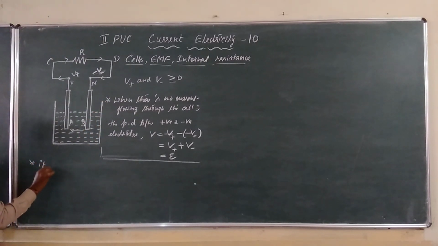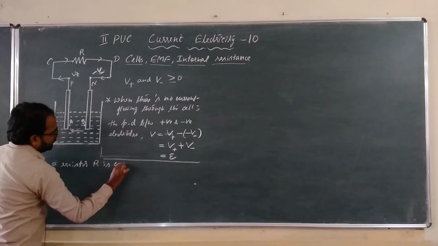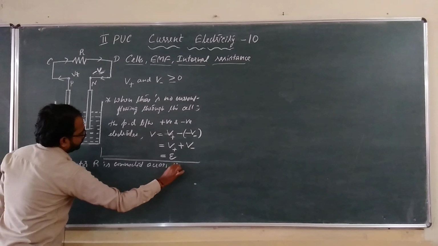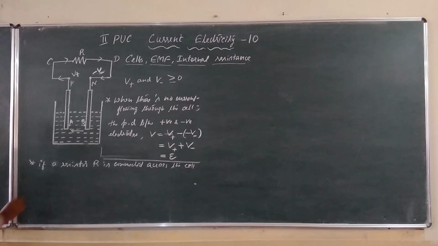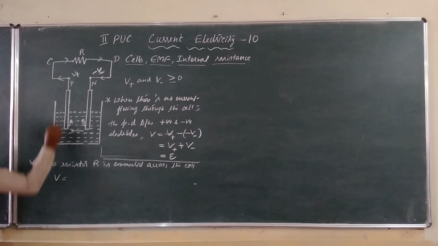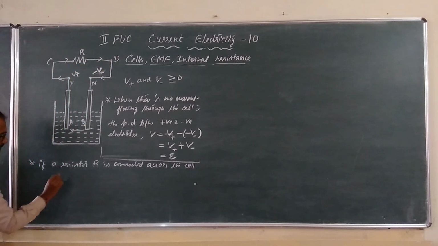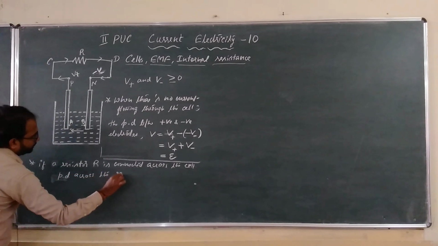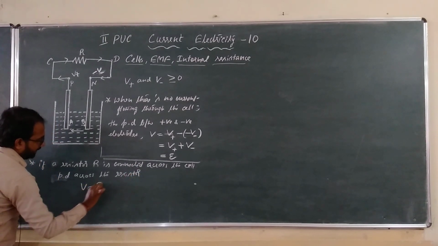So if a resistor R is connected across the cell, then the potential difference between these 2 points, that is the potential difference across the resistor, is V, which is equal to I into R.